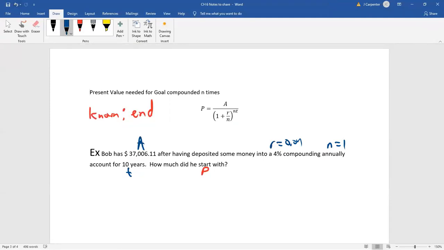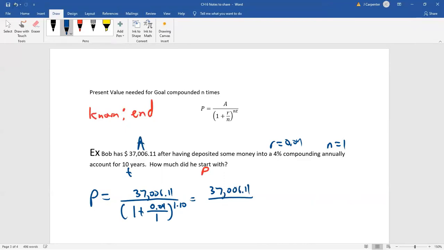Big distinction. So plugging these into the formula, P equals $37,006.11 over, parentheses, 1 plus the R, which was 0.04, divided by the N, which I'll write as 1, raised to the NT, which is 1 times 10. So that's $37,006.11 over 1 plus 0.04. I don't really need to write the divided by 1, even though it's still okay to be there. But I said you definitely need to pre-multiply the exponents to make that a 10.